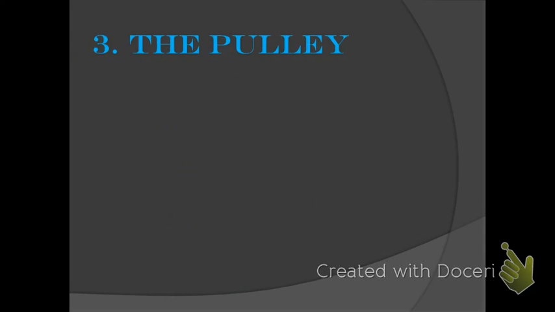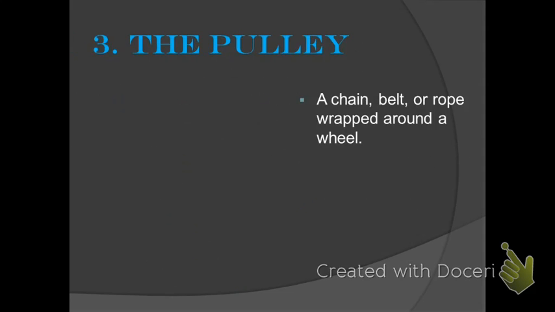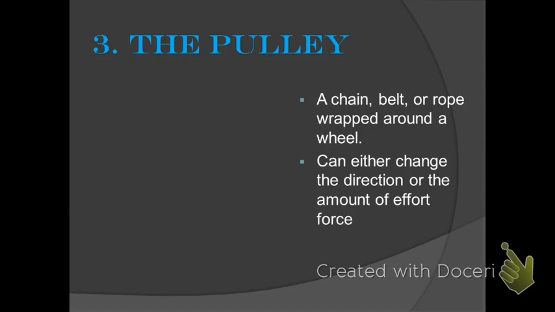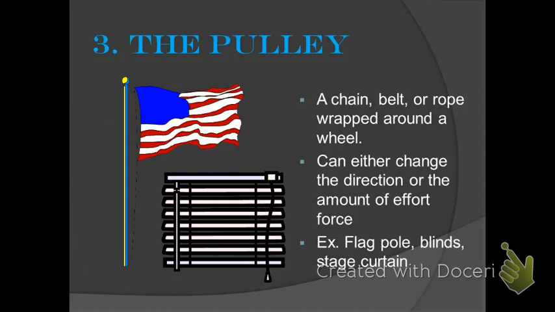The pulley. Here's where we start to actually determine some formulas to use. We know a pulley is a chain, belt, or rope wrapped around a wheel. We know pulleys can change the direction or the amount of force depending on how many pulleys you have and how they're attached. And we know some examples of pulleys are flagpole, the pulley on my window blinds, or on a stage curtain.